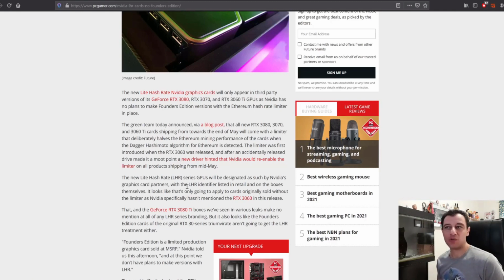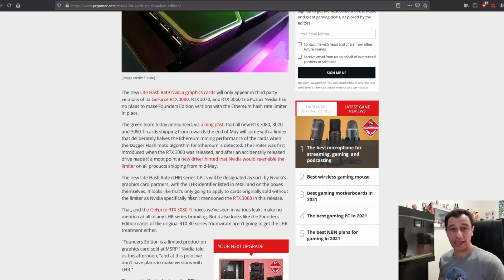The new Lite Hash-Rate LHR series GPUs will be designated as such by NVIDIA's graphics card partners, such as EVGA, for example, Gigabyte, Palit, and all the rest, with the LHR identifier listed in retail and on the boxes themselves. So like I mentioned in a previous video, make sure that you look out for the LHR tag, especially if you're a miner and you don't want to have your hash rate limited in half.